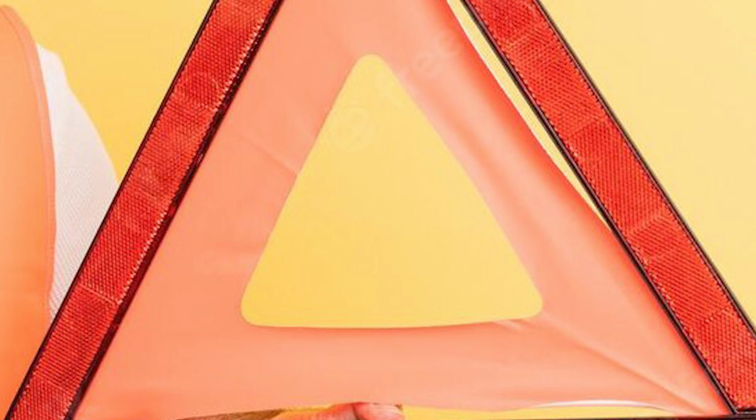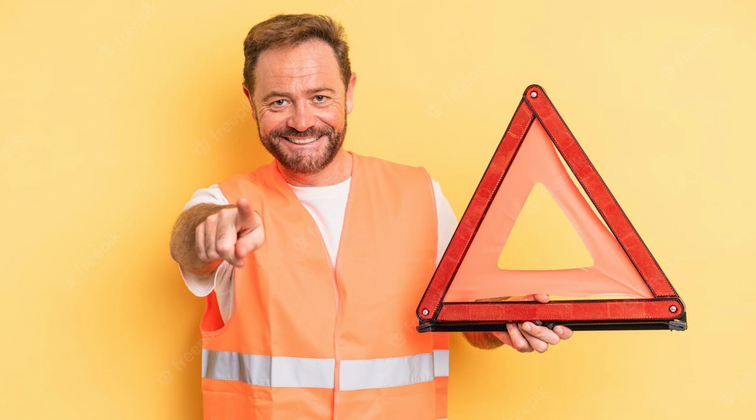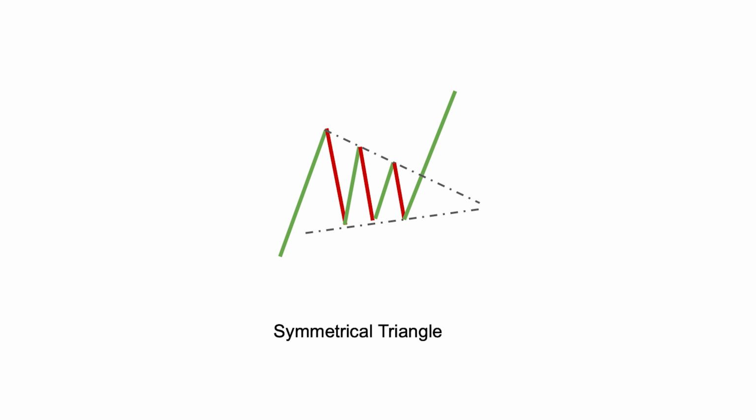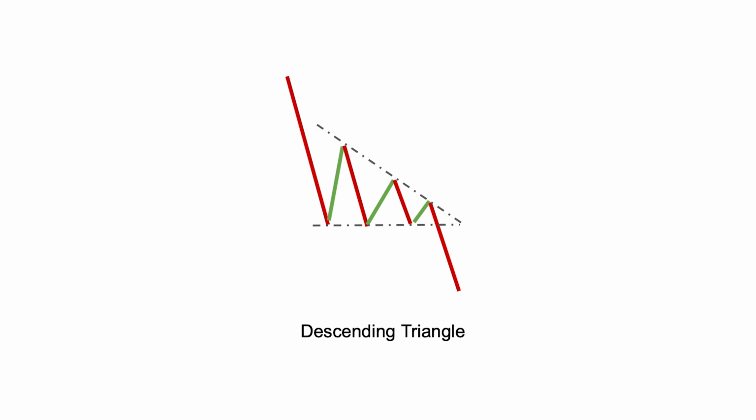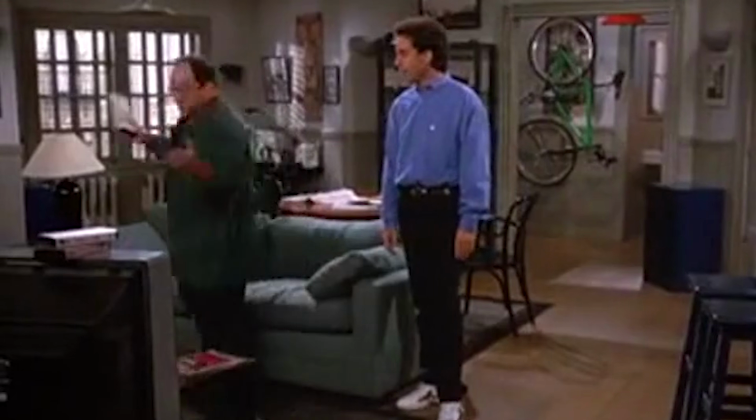So to start us off, the triangle pattern can come in three different variations. The symmetrical triangle, where it's symmetrical in shape and not really trending in one direction. Then there's the ascending triangle, where price action will slowly start moving in the upwards direction. Then of course you have the descending triangle, where price action will slowly start moving in the downwards direction. Well, I got my triangles.